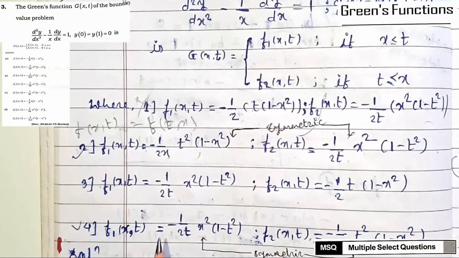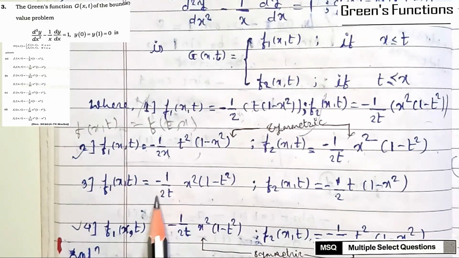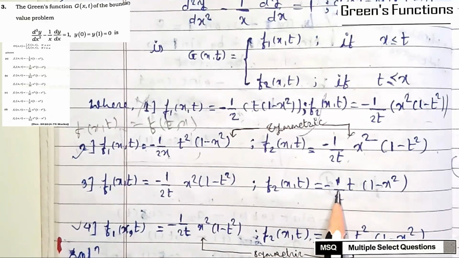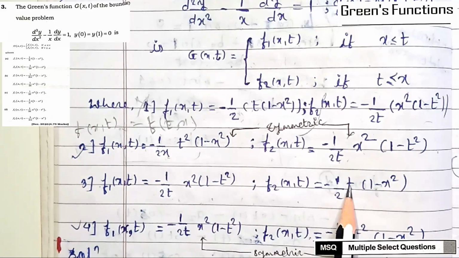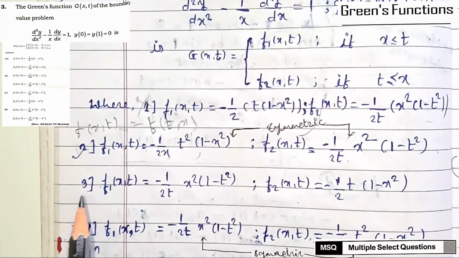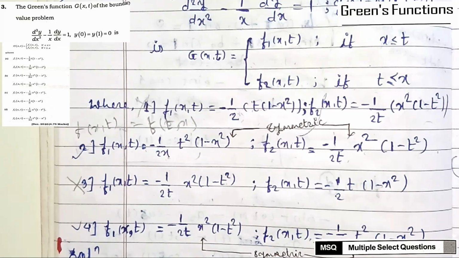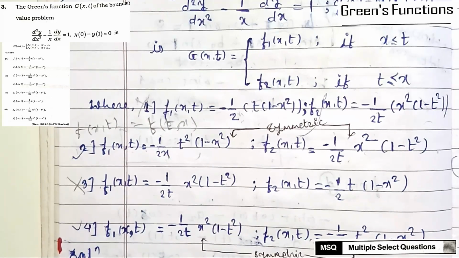Let's check option number three. Can it be symmetric? Minus 1 upon 2t, again minus 1 upon 1 half into t. So this is x square here, t here, 1 minus x square, 1 minus t square. So symmetricity does not hold here. f of xt equal to f of tx does not hold. So option three is also wrong.